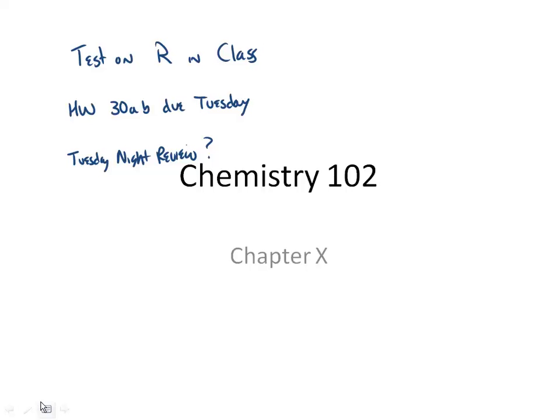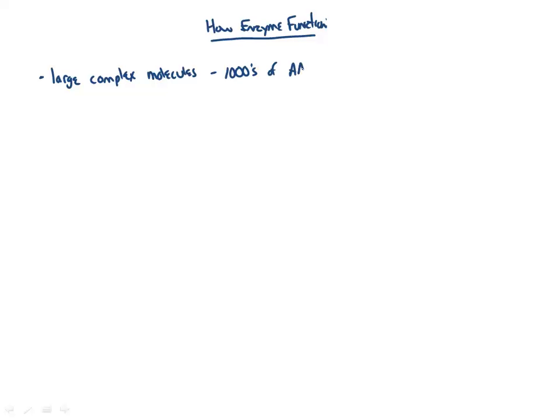Okay, so what we want to look at today is how enzymes function. And then we'll also look at how we can control them. And so remember, enzymes, and this is a non-scientific definition, but if we're trying to get a visual picture, they're large, complex molecules that are often thousands of amino acids long.